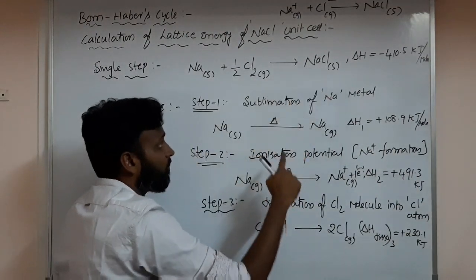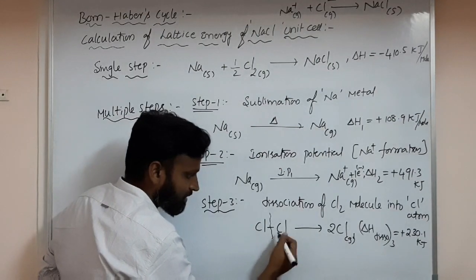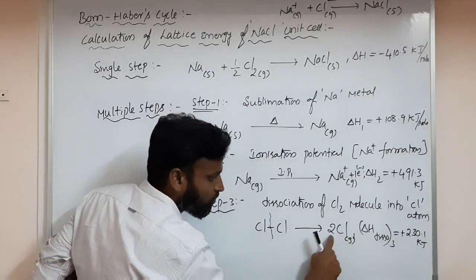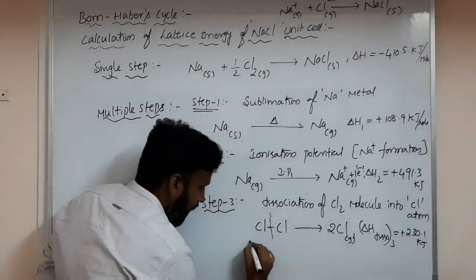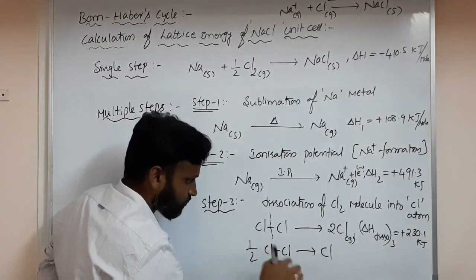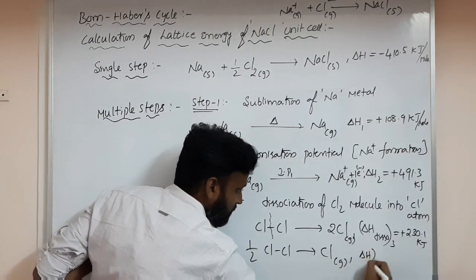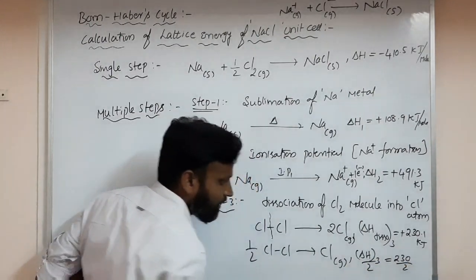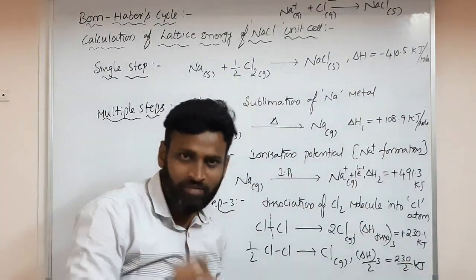But to form NaCl, how many chlorines are required? I said only half mole is required. But here, how many moles of chlorine gas are dissociated? 1 mole of chlorine gas was dissociated and you got 2 chlorine atoms. But to form NaCl, just 1 chlorine is enough. So you have to take half mole. Half Cl single bond Cl means 1 chlorine, so divide this reaction by 2. Then you have 1 chlorine atom, and delta H3 by 2 you have to take, which means 230 by 2, approximately, kilojoules. Why do we have to take 230 by 2? Understanding everyone?